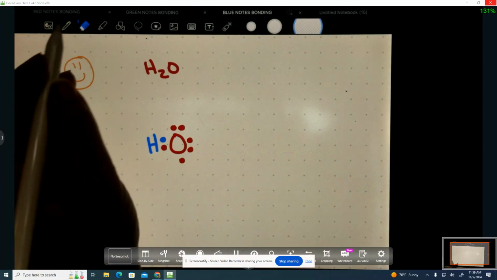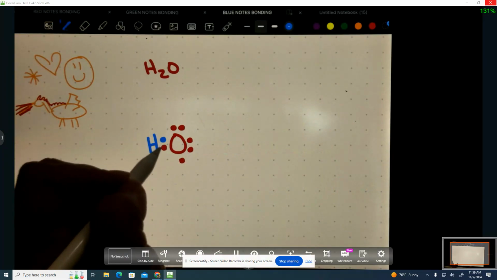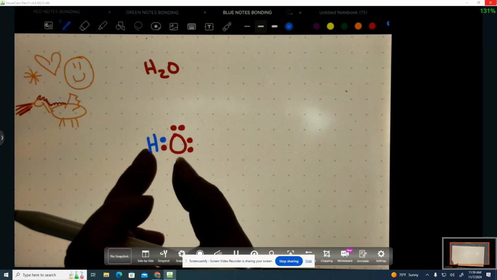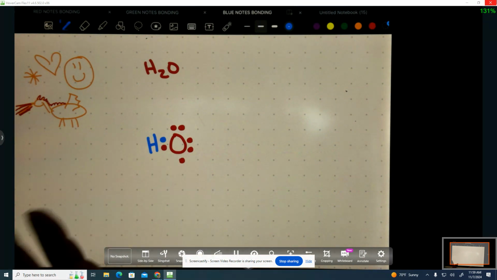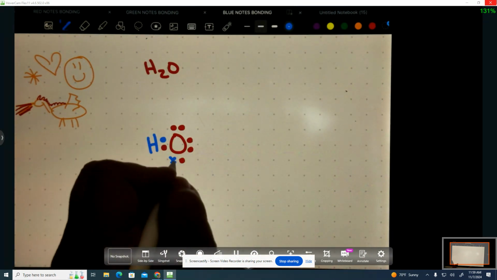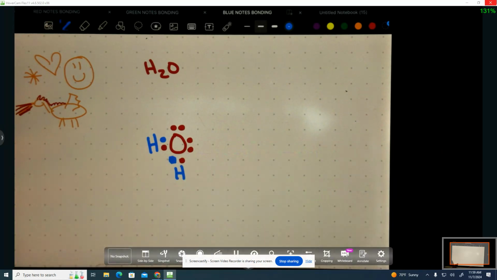This right here is a covalent bond. Is it sharing the electrons equally or unequally? Unequally, because they're not the same element. So they're going to be unequal. And then another hydrogen's going to come along, and he's going to put his electron right there.